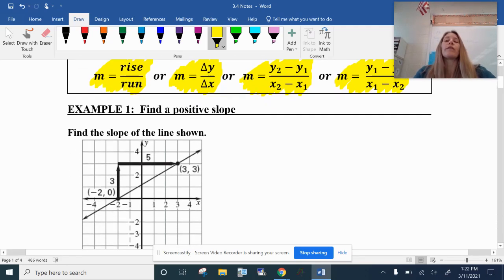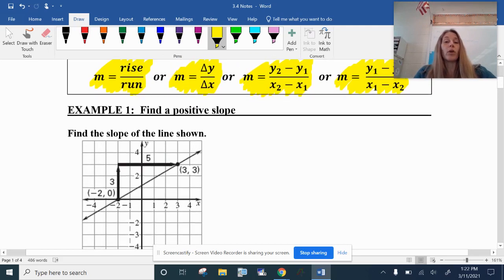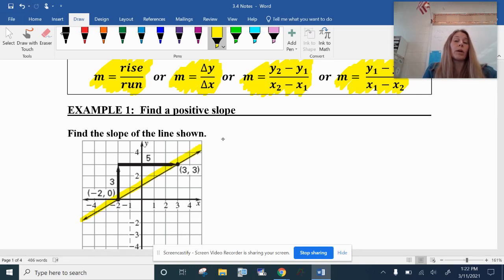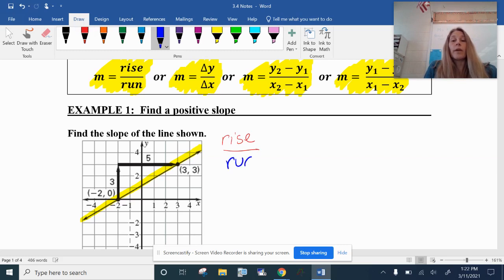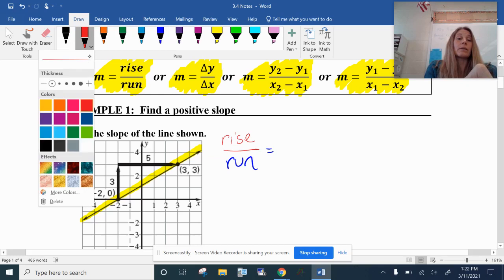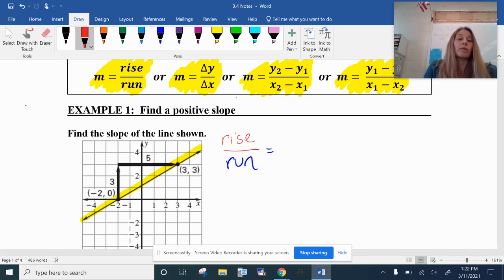All right, so let's talk about the first type of slope that you might come across, and that would be a positive slope. So if we look at this line here, it's going upward as we go from left to right. And if we're going to do the rise over the run, we're going to look for that vertical change. So that would be my rise. So my rise is going to be the vertical change.